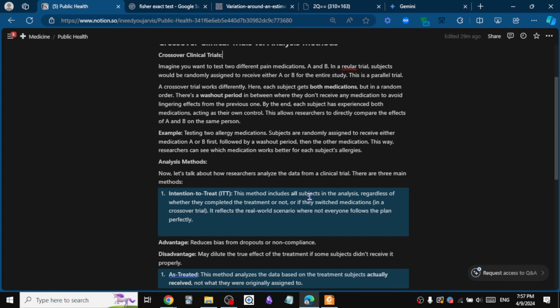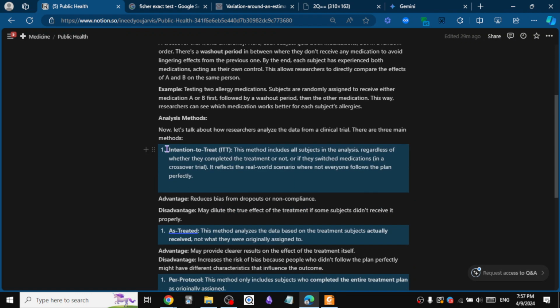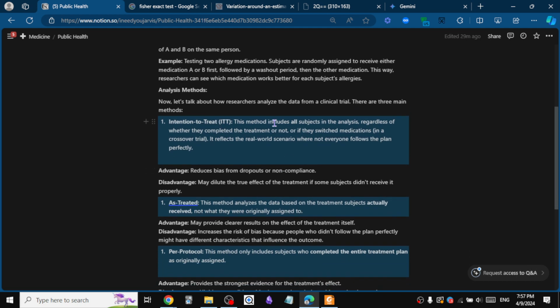All right, analysis methods. What are the other analysis methods? One is intention to treat. This method includes all subjects in the analysis, regardless of whether they complete the treatment or not.